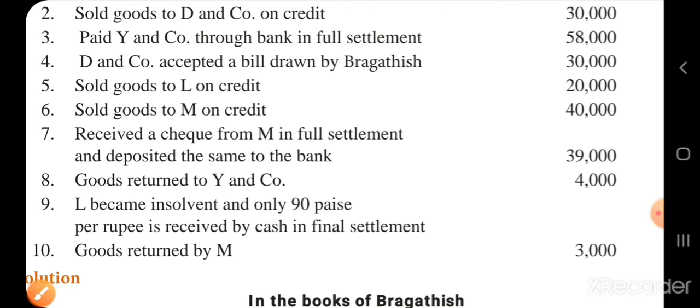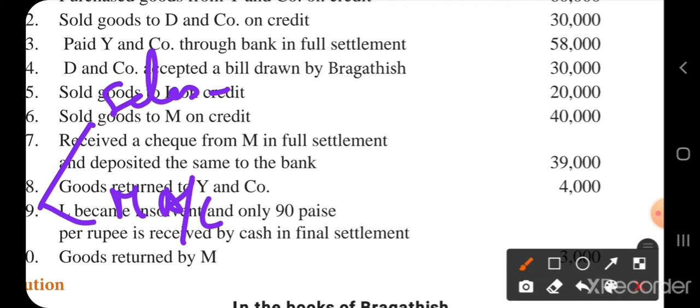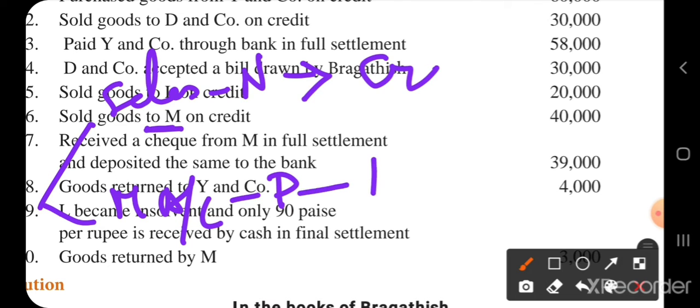Sold goods to M on credit. What are the two accounts involved? Sales account and M account. Okay. Sales is a nominal account and M account is the personal account. Now apply the rule for nominal account. Debit all expenses and losses, credit all incomes and gains. Since sales is an income, you credit sales. Personal account, what is the rule? Debit the receiver, credit the giver. Here the goods are sold to M. So M is the receiver of the goods. So you debit M's account and credit sales account.